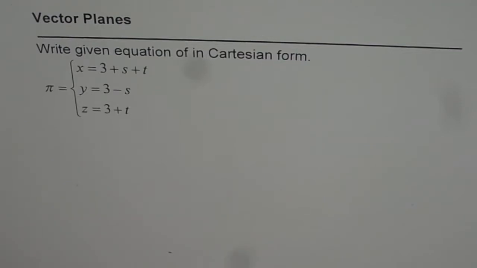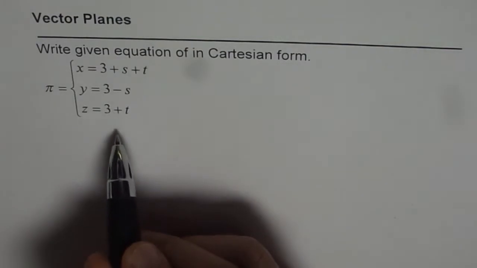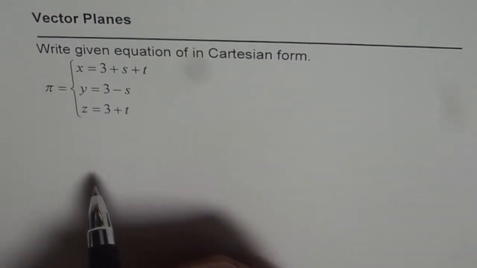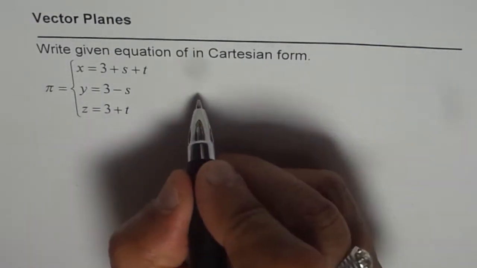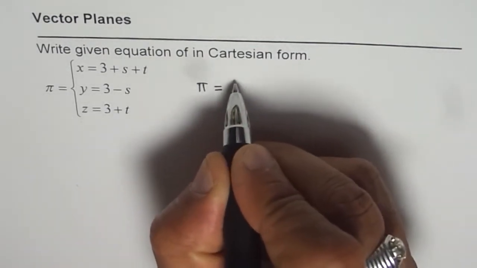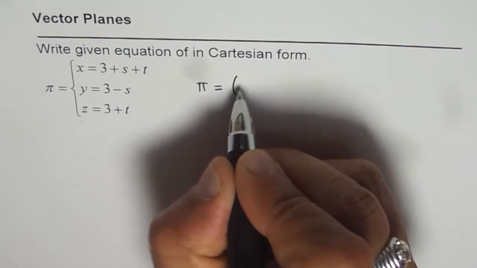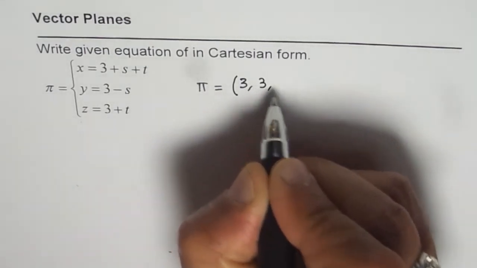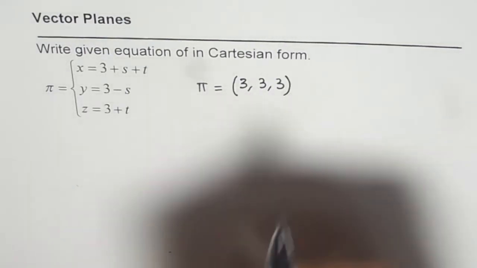In this example, we will actually see all the different forms of writing the equation for a plane. That is the beauty of this question. Now as you can see from here, the point which we are considering is 3, 3, 3, right? So I can rewrite this equation of the plane with the point 3, 3, 3 on the plane.